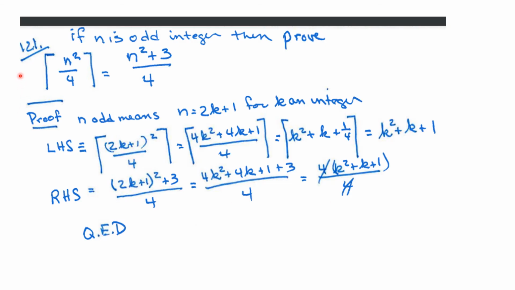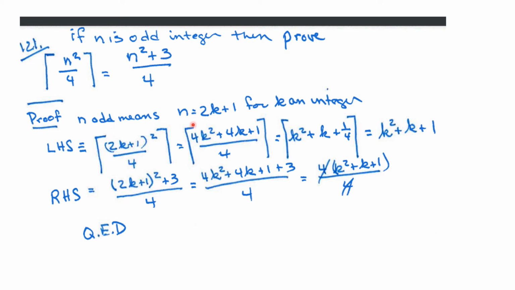Here's a problem from your book just to get us used to doing that. The problem is a proof. It says if n is an odd integer, then prove that the ceiling of n squared over 4 is equal to n squared plus 3 over 4. Well, let's do the proof.